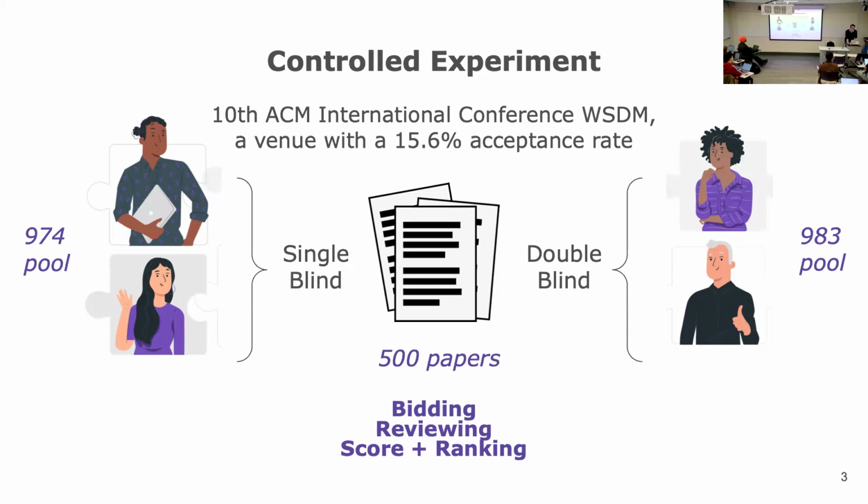Each of the reviewers had to first bid on the papers they wanted to review, then they had to review them and give a score and ranking. Reviewing means that they would write a small review, and then they would say if they had a strong accept, weak accept, or weak reject or reject as a score, and rank the papers that they read in order.